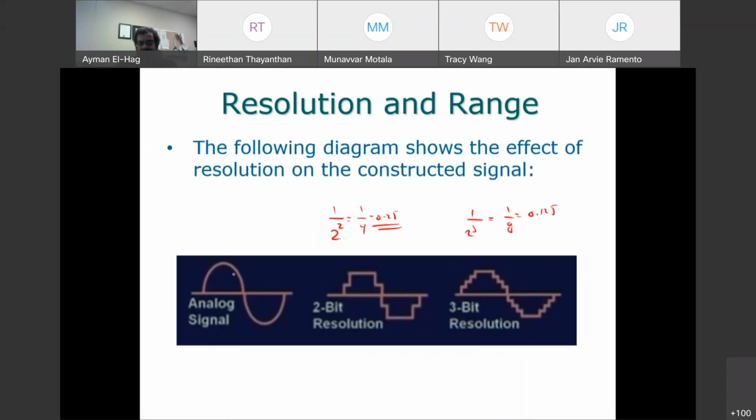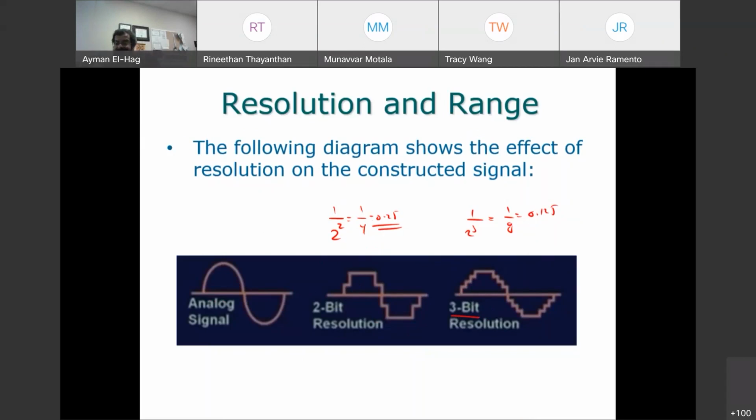So if this is my analog signal, for 2-bit, this is what you will get. You have only 4 levels: 0, 0.25, 0.5, 0.75. That's it. Okay, so you'll have these levels only. Now, 3-bit, you have 8 levels. So you have much better than this, but none of them is good, of course. Now, the more bits, the more resolution you will have, the better your signal.